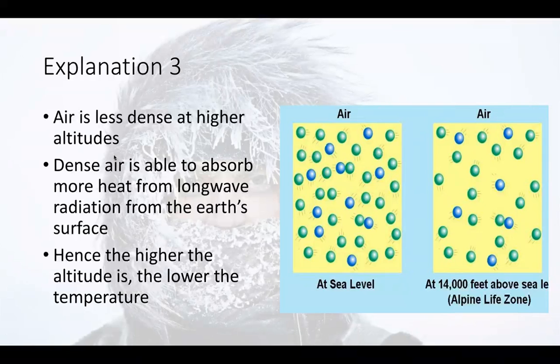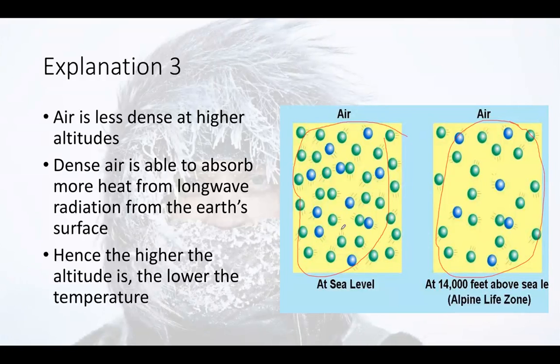Dense air is able to absorb more heat from long-wave radiation from the Earth's surface, hence the higher the altitude, the lower the temperature. What you notice over here is that at sea level, compared to 14 feet above sea level, which is about 10 plus kilometers above sea level, which one has a larger amount of air particles, represented by the green and the blue? Could you tell me right now which one? That's right. At sea level, you'll notice there are much more air particles compared to 14 feet above sea level.